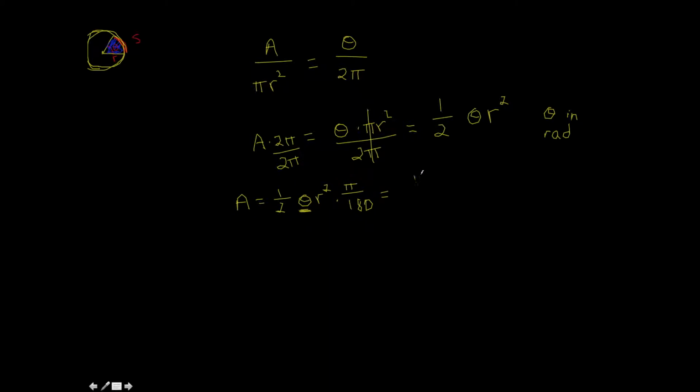So if we simplify this a little bit, 1/2 times pi over 180 is pi over 360 theta r squared when theta is in degrees. So here are our two area of a sector formulas.